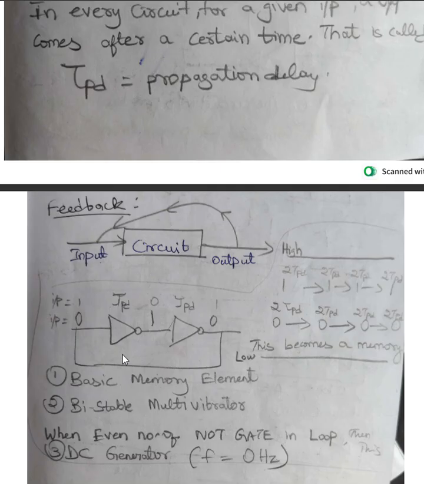When an even number of NOT gates is present, the frequency is 0 hertz, and it acts as a bistable multivibrator. You say this because the time chart diagram for this is like a square wave. It's like a square wave. It's simply like, wait a second, I'll show you.